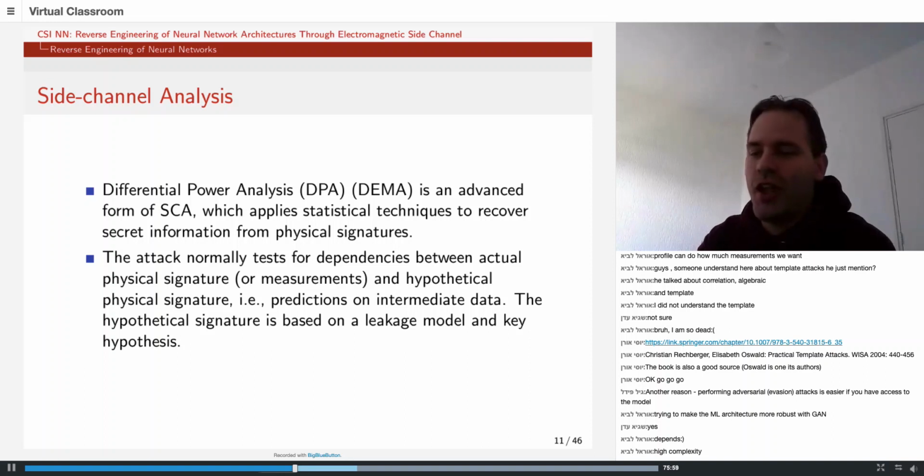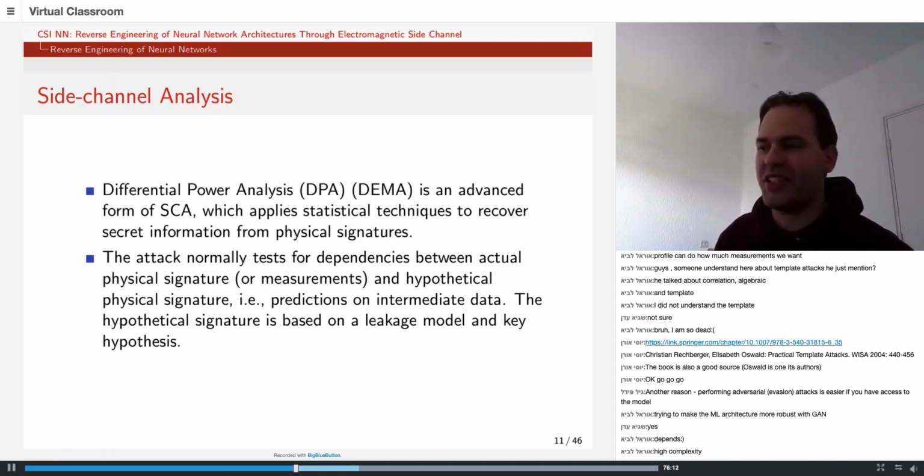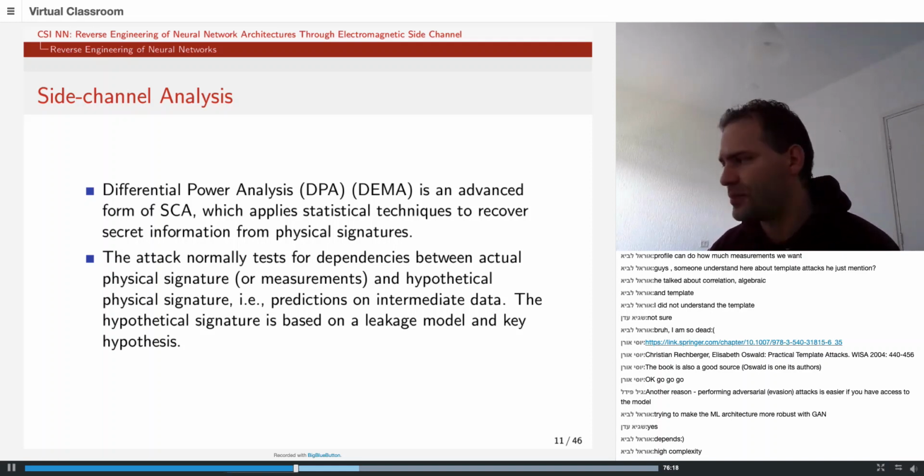Just as a notation, depending on the source, if we are using electromagnetic radiation as the source of the leakage, the attack is called DEMA, differential electromagnetic analysis. But in essence, no difference. It's just a difference in the source, but the attack works in the same way.